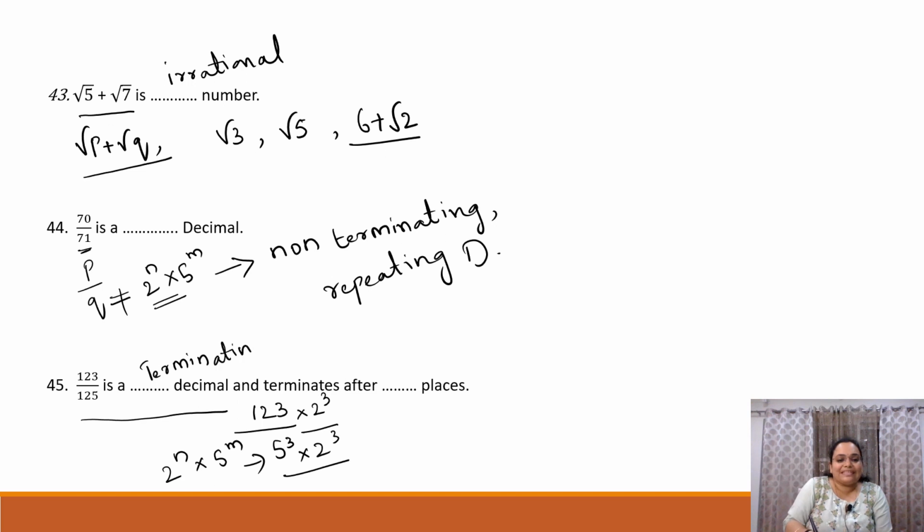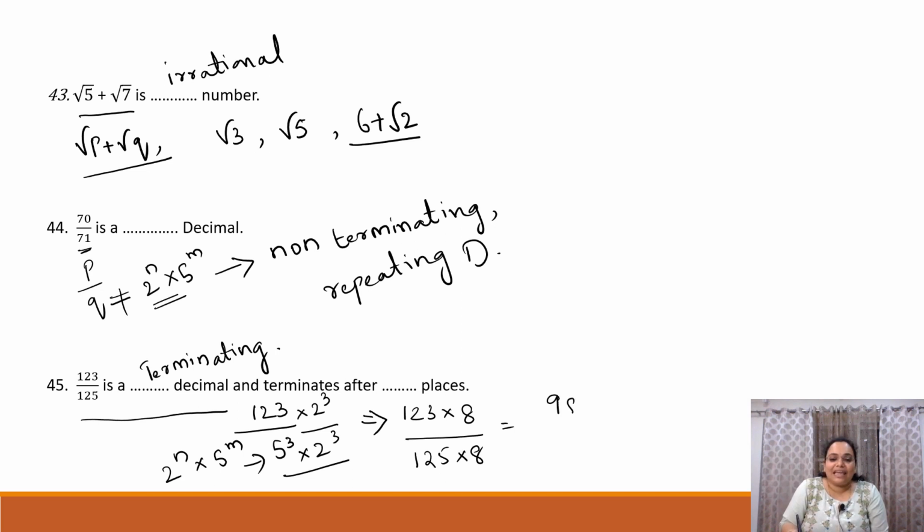Okay? It is a terminating decimal. If we solve further, 123 into 8 divided by 5 cube is 125 into 8, that is 984 divided by 1000. That is, it terminates after 3 places.